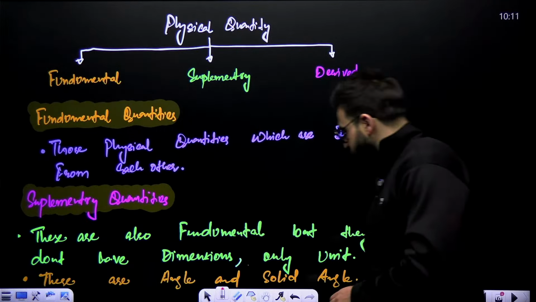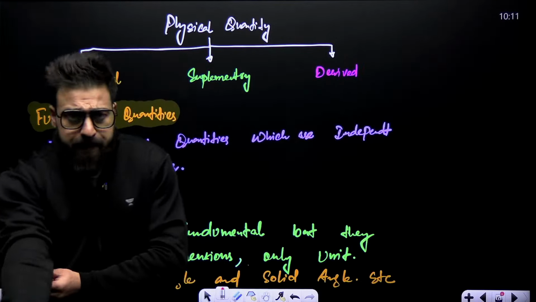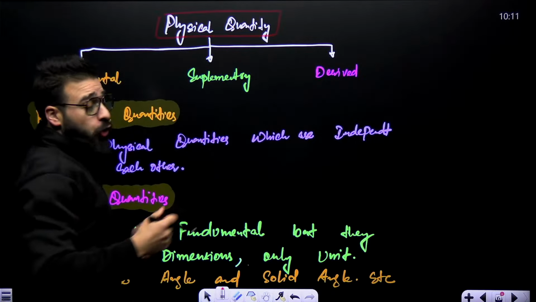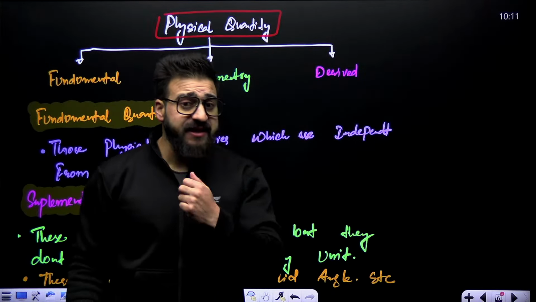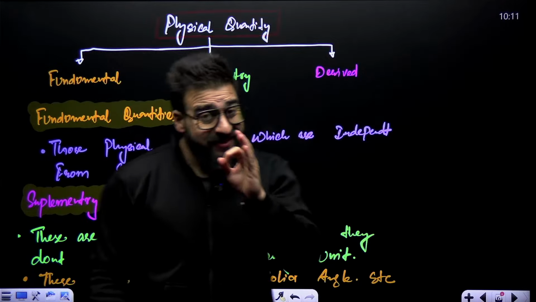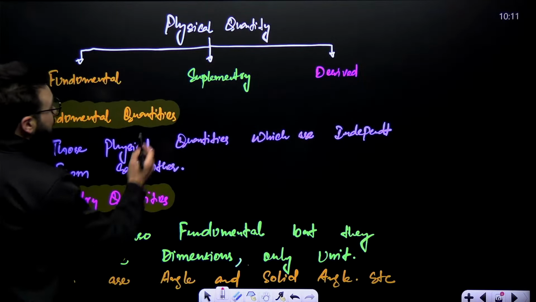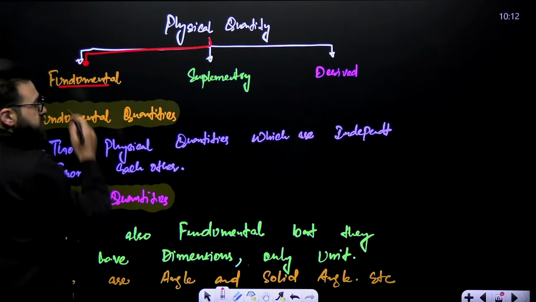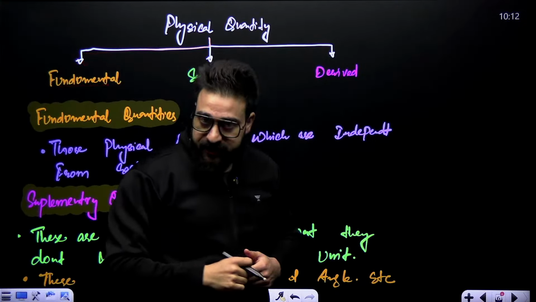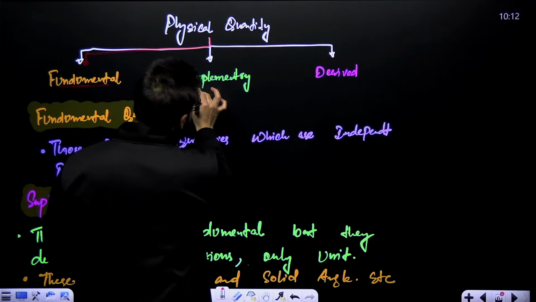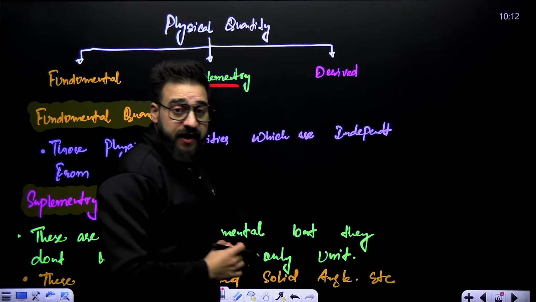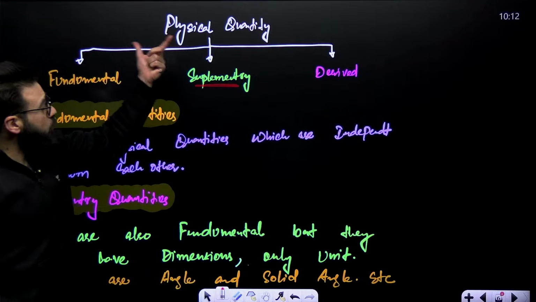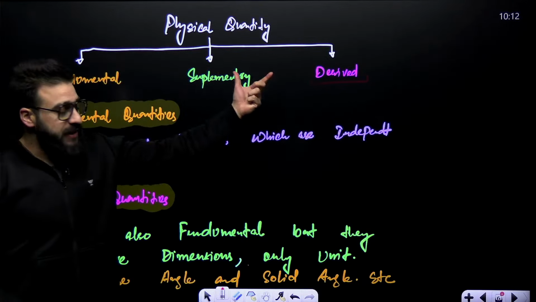Let's take a look at this particular point. Guys, when it comes to physical quantities, measurable quantities, we have divided them into 3 different categories. First one is the fundamental quantities. Then we have the supplementary quantities. And then we have the derived quantities. So physical quantities are divided into fundamental, supplementary, and derived.